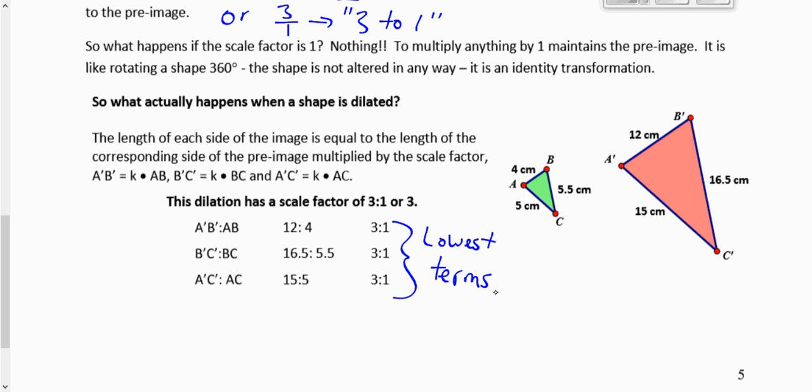And for the most part, we'll always want to put it in lowest terms. There is a section later on where we will leave our scale factors and slopes unreduced for another particular purpose, but we'll get to that later. Okay? Stakes practice. Okay.